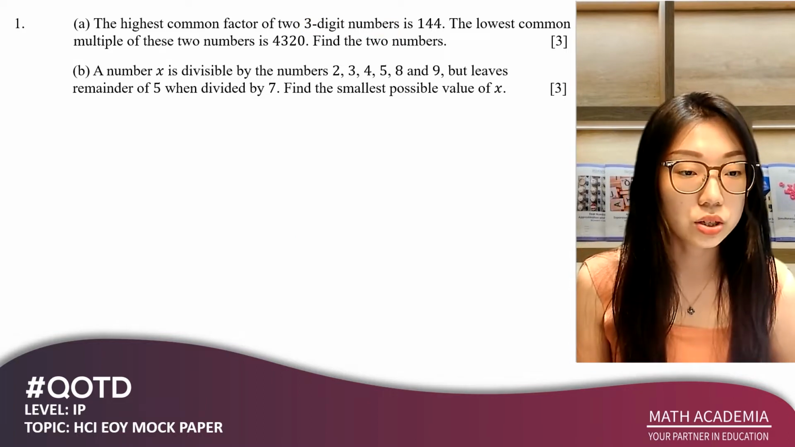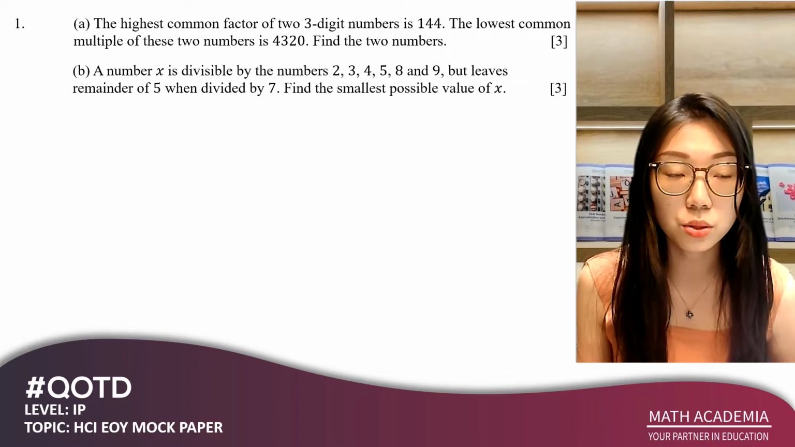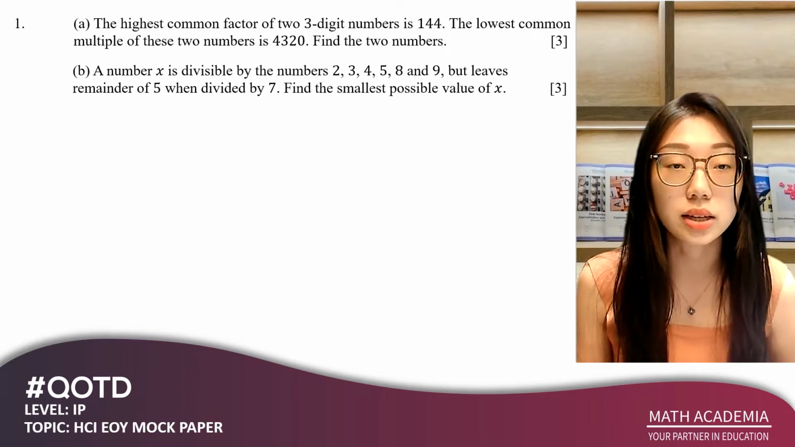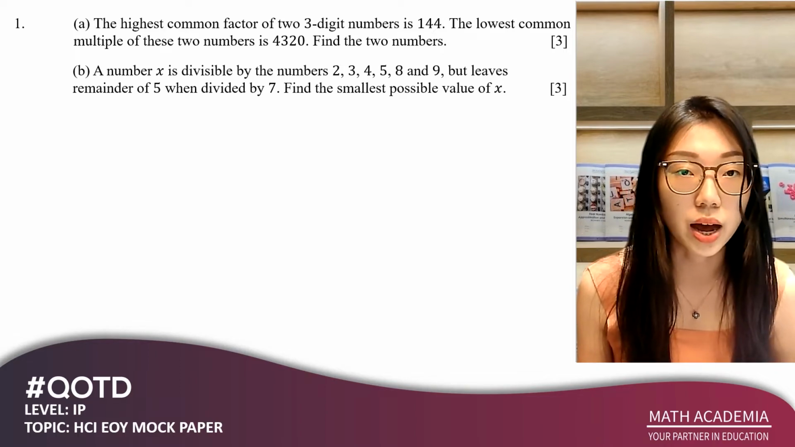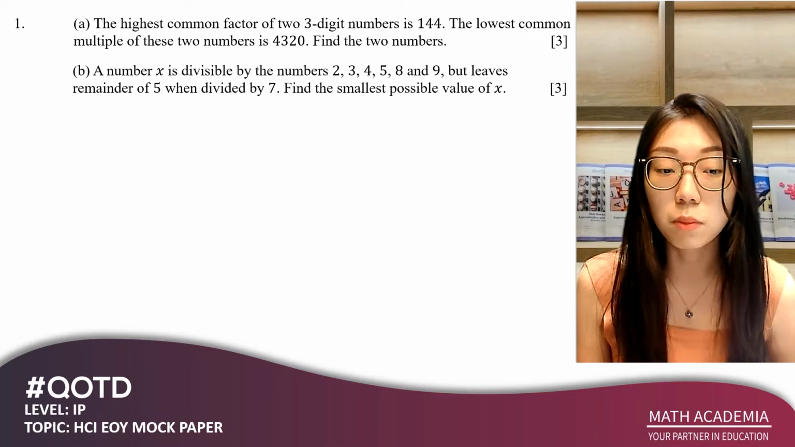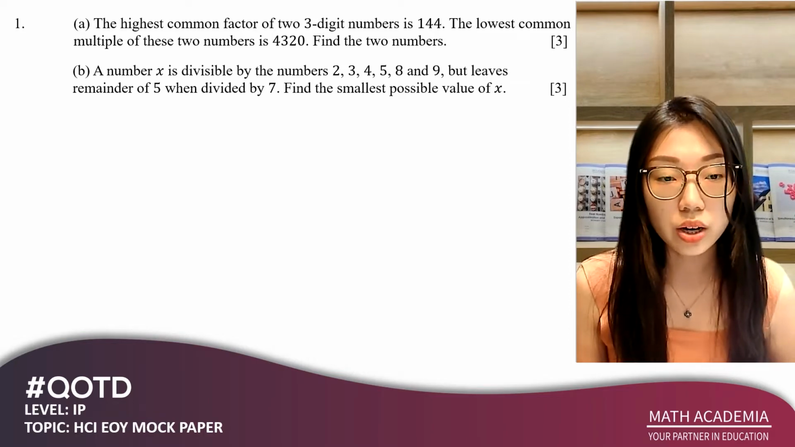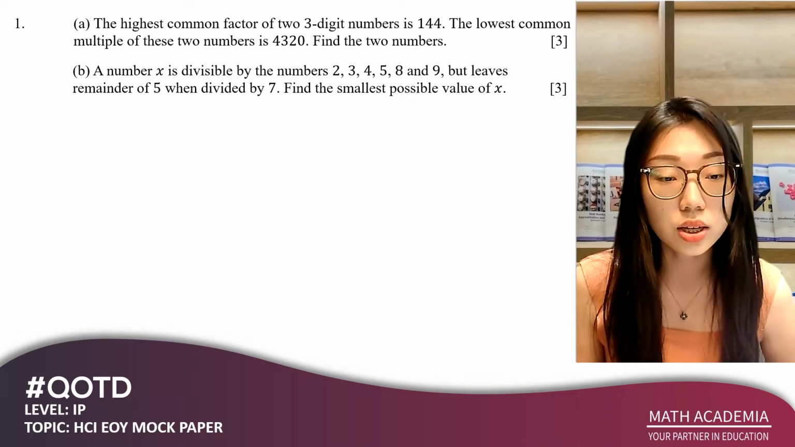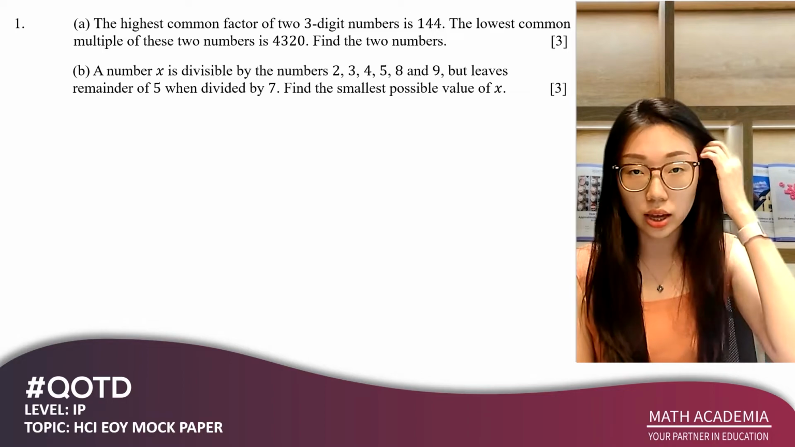The second part of the question says that a number x is divisible by the numbers 2, 3, 4, 5, 8, and 9, but leaves a remainder of 5 when divided by 7. So find the smallest possible value of x. Straight off my mind, what I would think is to multiply 2, 3, 4, 5, 8, and 9 together.